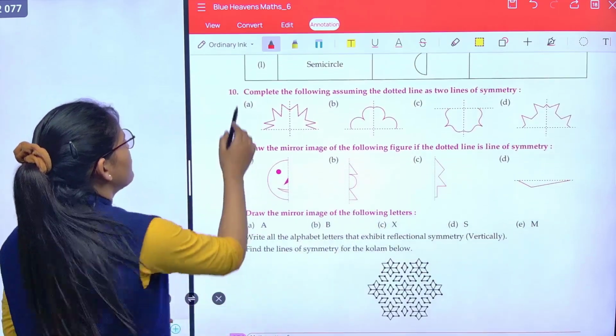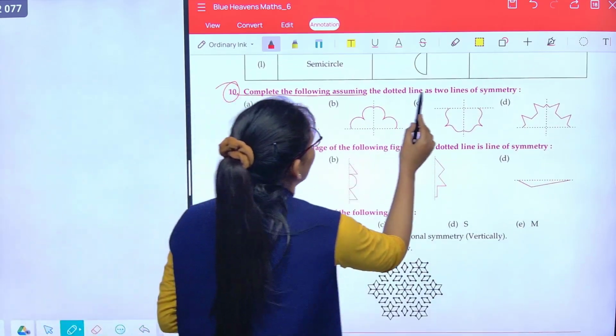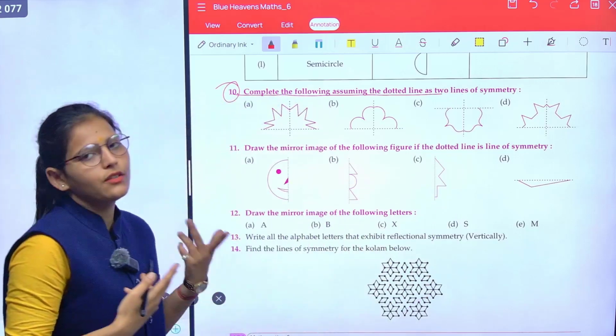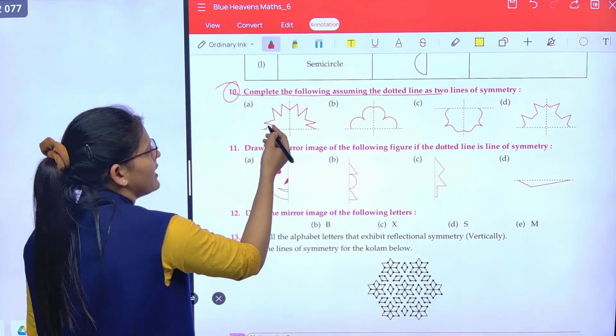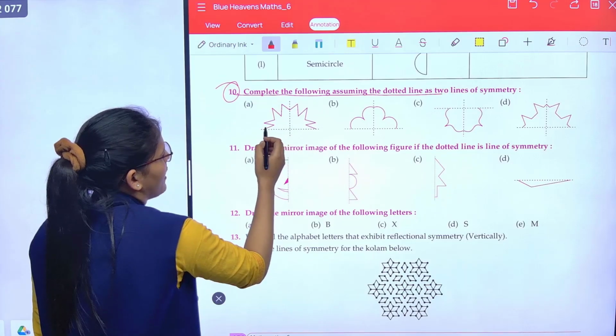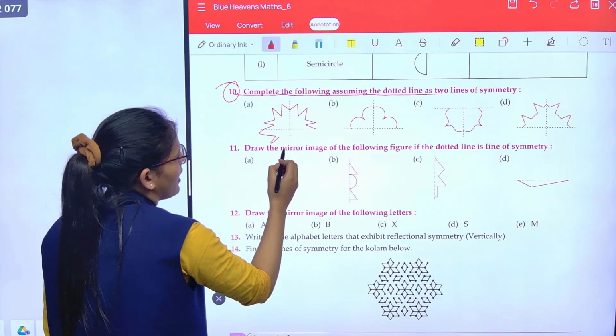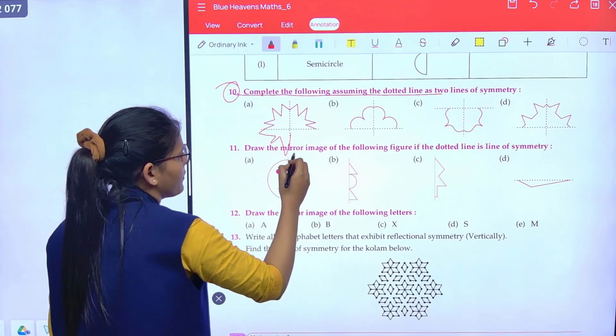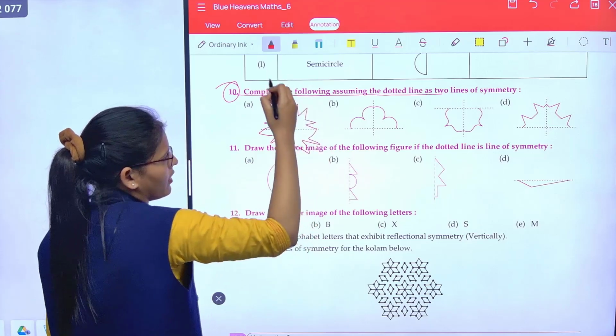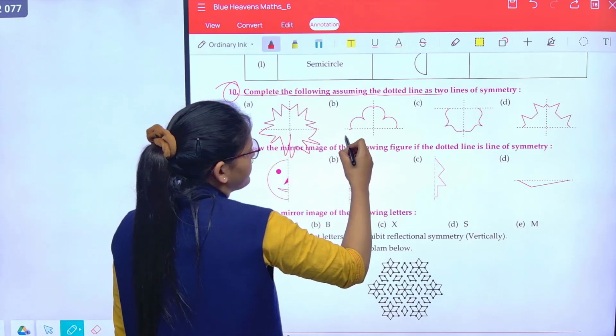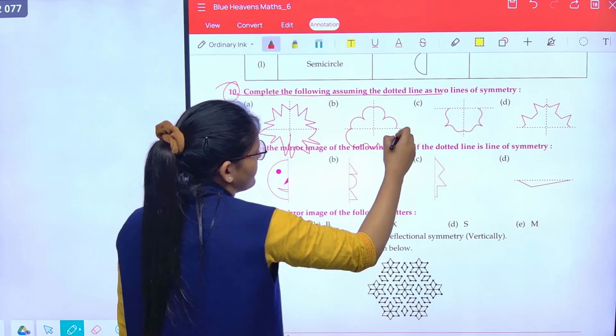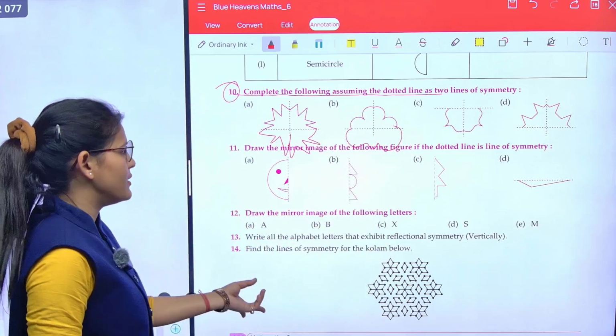Come on, question number 10. Complete the following assuming the dotted line as two lines of symmetry. Class, आप उसको ऐसे ही ड्रॉ कर सकते हैं जैसे यहाँ पर ड्रॉन हुआ है. आप उसको सेम लाइक दिस यू कैन ड्रॉ in your notebook. Understand? Like this. Rest of the parts yourself.